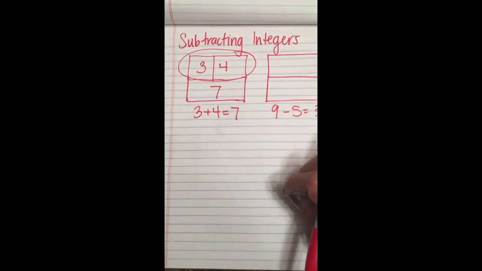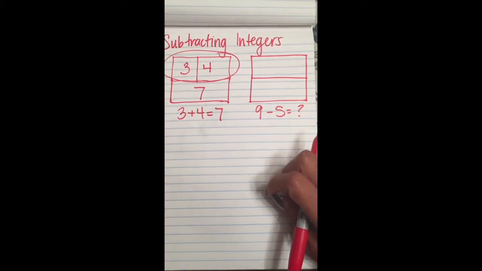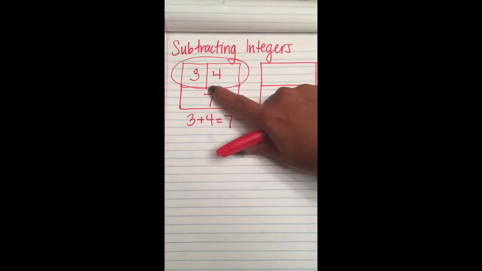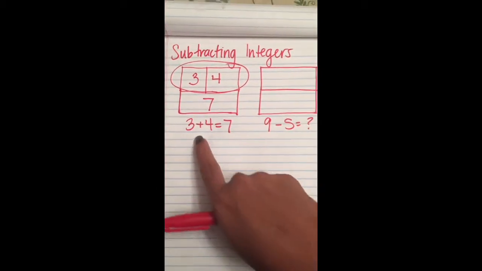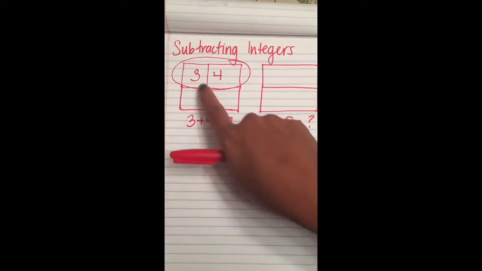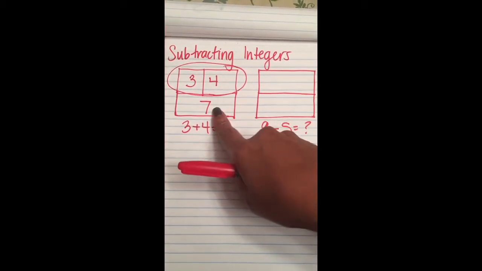So today we're going to talk a little bit about subtracting integers. And it's very different than adding integers. So for example, anytime I'm adding something, I know I'm putting two different things together to make a new total. So for example, 3 plus 4 makes 7. I know I have one part 3 and one part 4 to make 7.